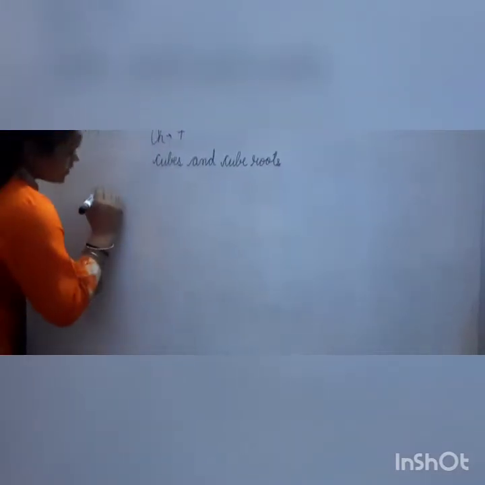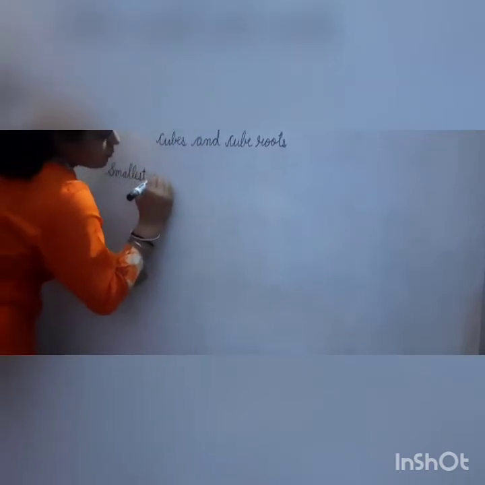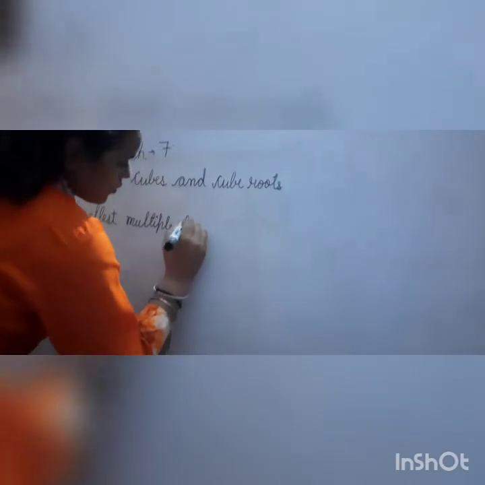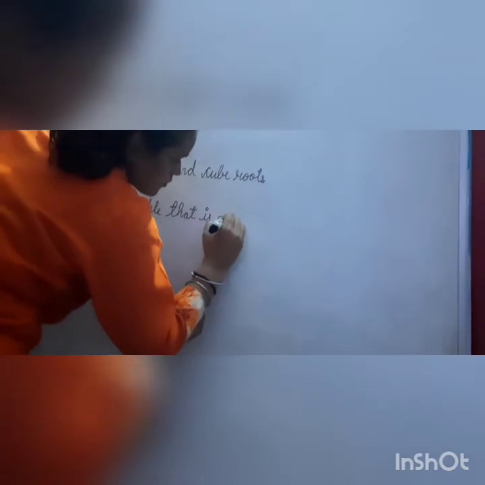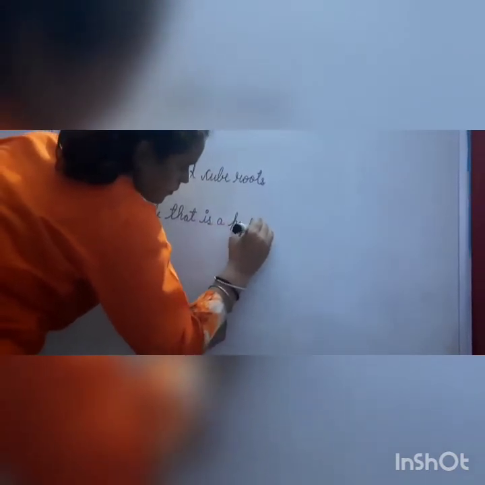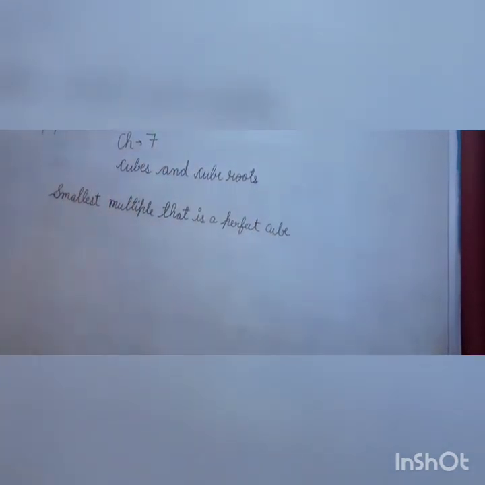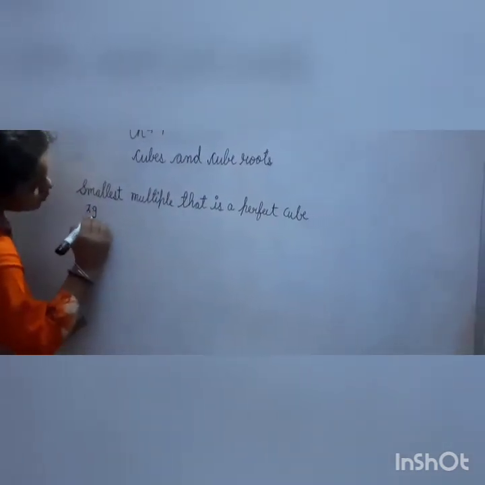Now your next topic is the smallest multiple that is a perfect cube. Suppose this is a number 392.